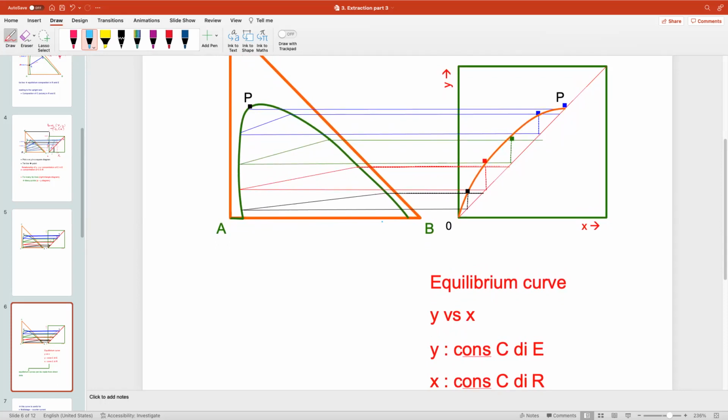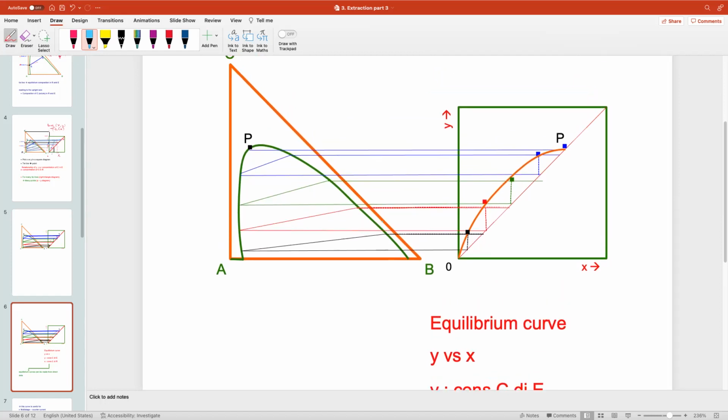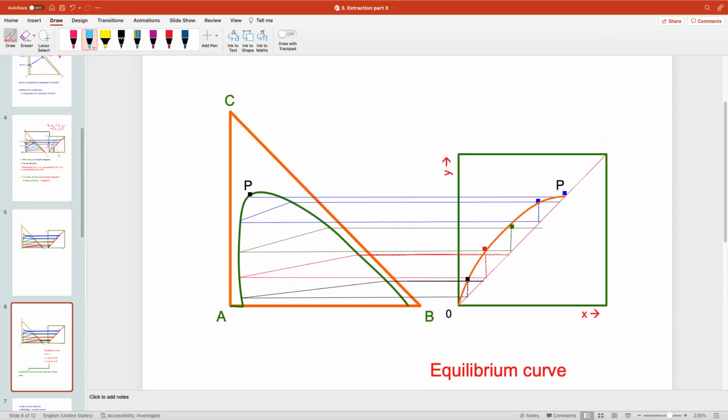Yeah. I'm so confused what the value of y and x mean, Bu. Oh yeah, what is the value of y and x?